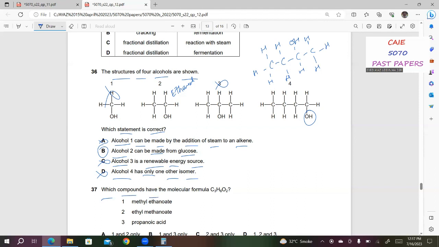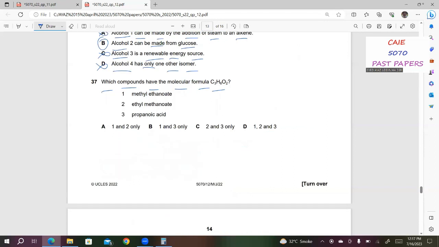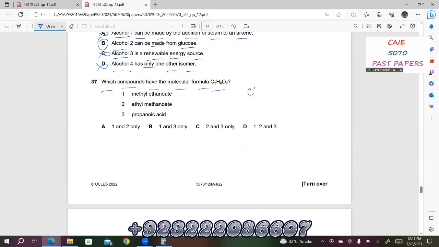Number 37. Which compounds have the molecular formula C3H6O2? Methyl ethanoate. So I am writing the formula of methyl ethanoate. So we have ethanoate CH3CO2CH3. This is methyl ethanoate. And if you write the molecular formula of this, what will you get? You will get C3H6O2. So this must have this molecular formula.